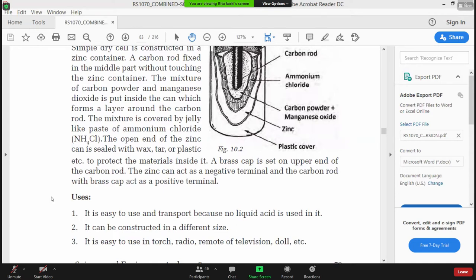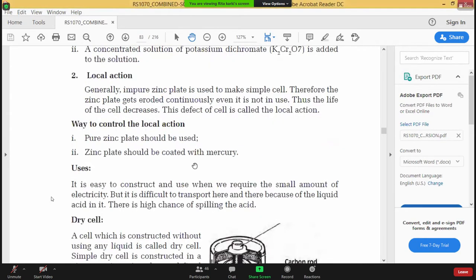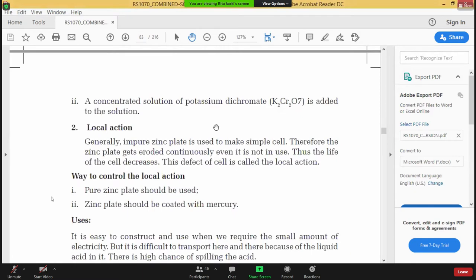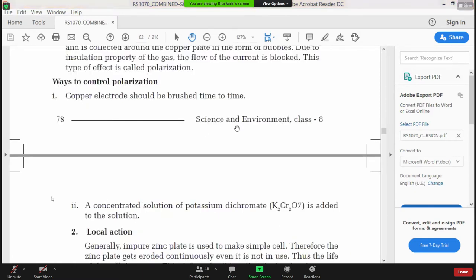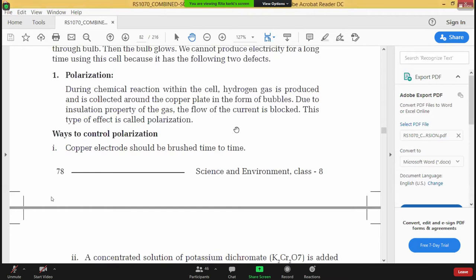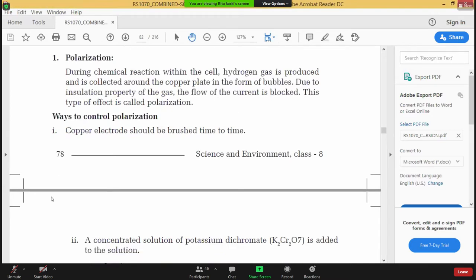Last time we studied the simple cell. Similarly, we also studied the two defects that may be present in the simple cell, which are known as polarization and local action.